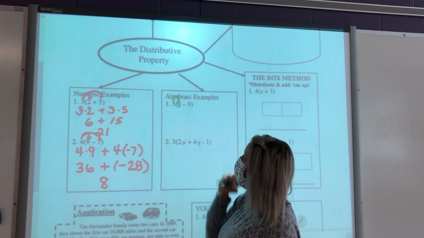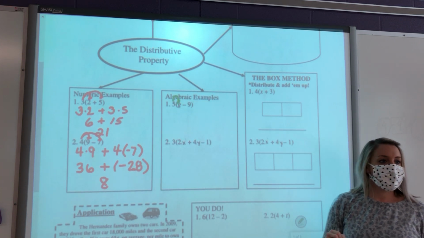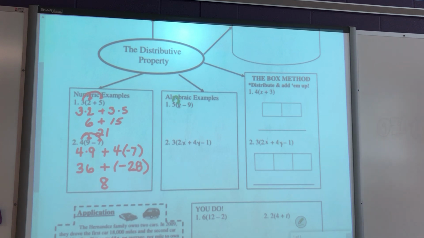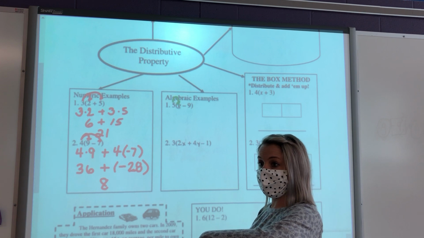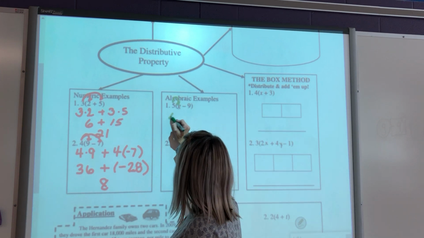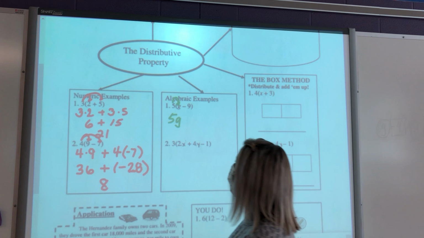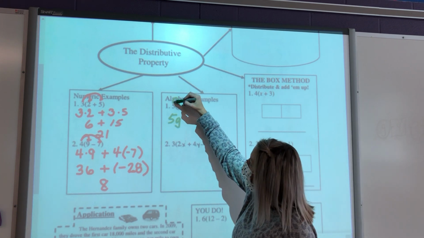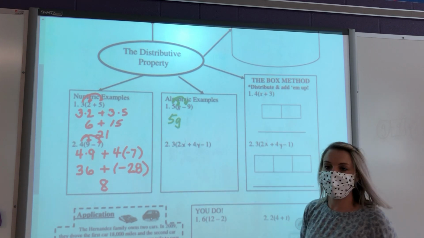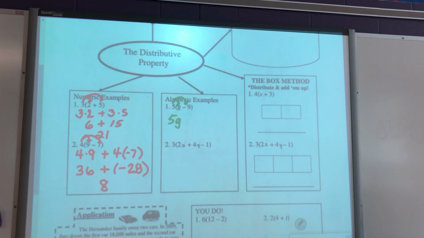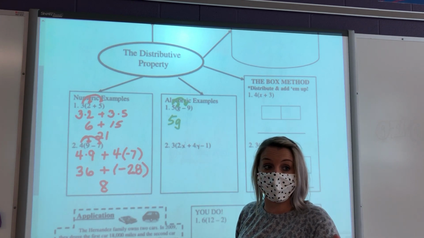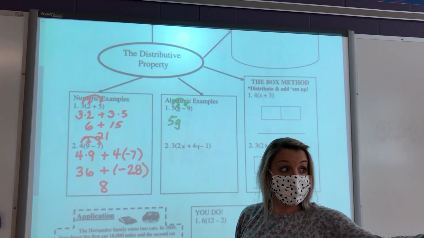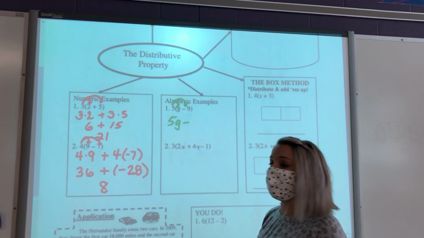So 5 times g. Michael? Can it just be 5? 5g, very good. And then 5 times negative 9. Positive or negative? Negative, okay. So we know it's going to be negative, so what other sign can we use for a negative sign? Subtraction, very good. And then 5 times 9.